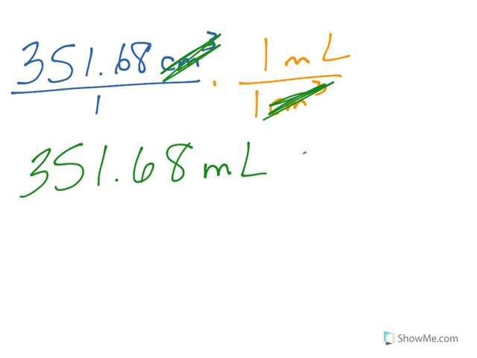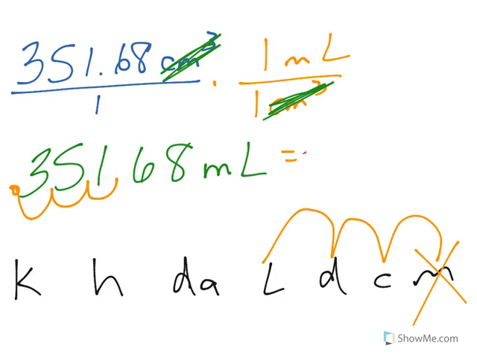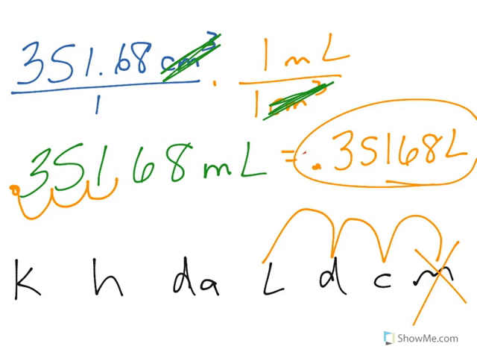So remember the whole metric piece. We've got the kilometers, hectometers, dekameters, my thing in the middle, decimeters, centimeters. So we're starting in milliliters, and I want to go to liters. So 1, 2, 3, I'm going to move my decimal left 3 places. So 351.68 milliliters equals 0.35168 liters. I hope you're following this. So now I have my volume in liters, 0.35168 liters. From liters, I can jump across the pond.